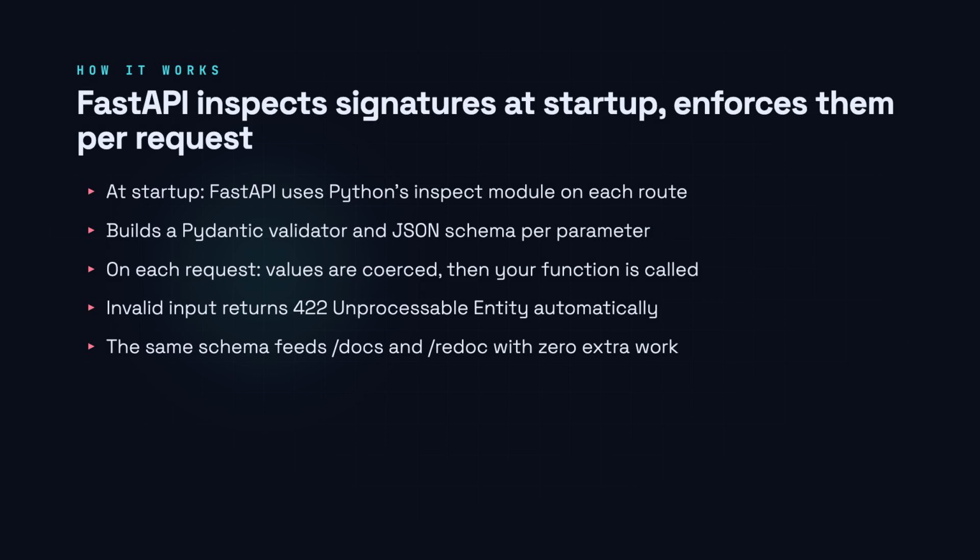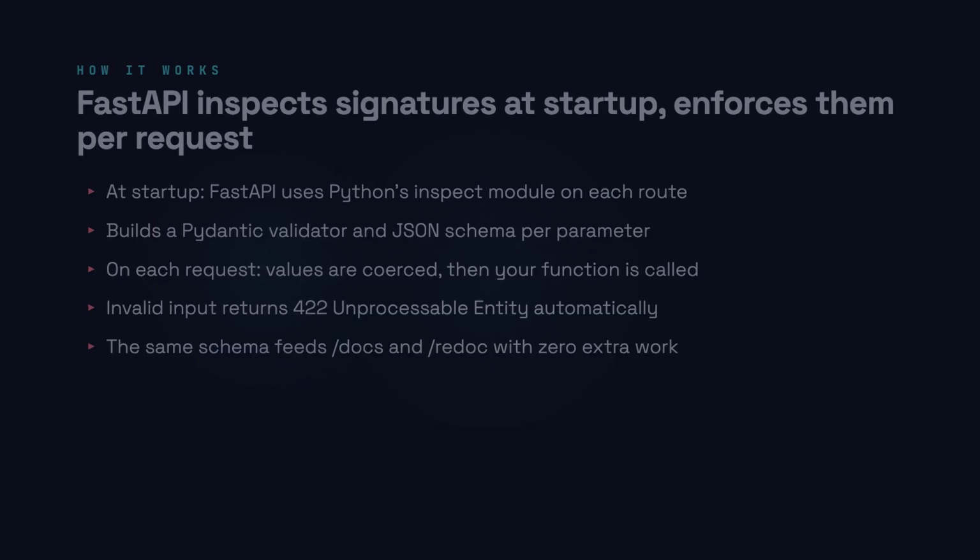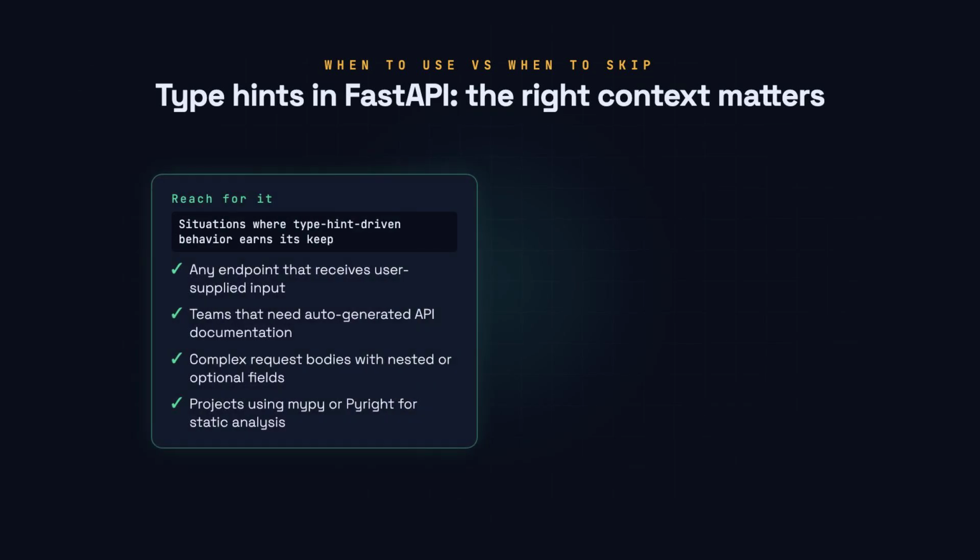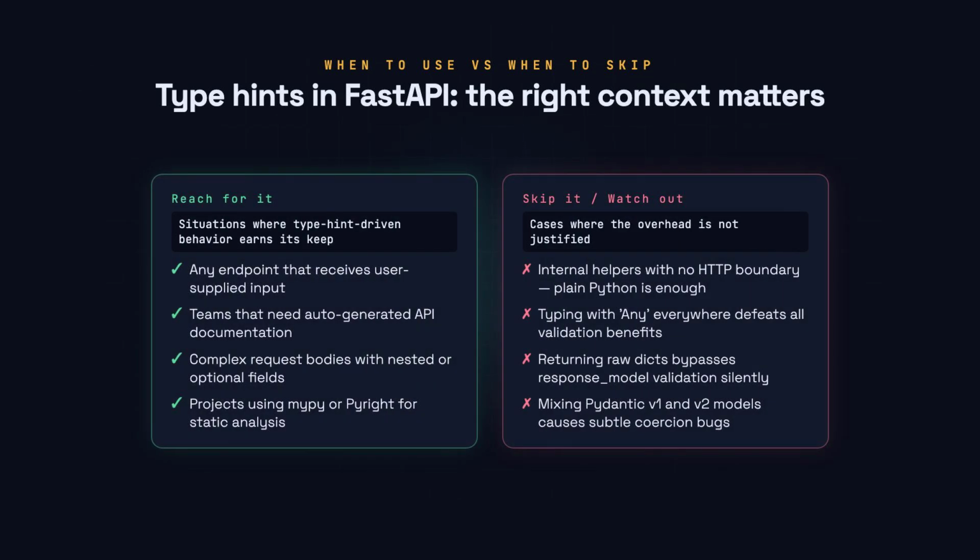The trade-off is that you're coupling your code to Pydantic and to FastAPI's reflection mechanism, so pure library code or very simple scripts do not need this layer. Knowing when this pattern pays off is just as important as knowing how it works. Reach for typed annotations on every public endpoint. That is precisely the context FastAPI was designed for.